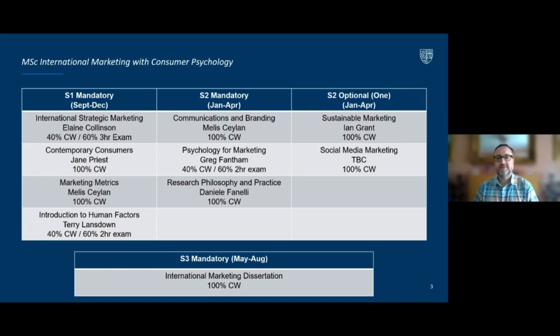Then in semester 2, you have 3 mandatory courses and one optional. So the 3 mandatories are in the middle column: comms and branding with Melis Silan, psychology for marketing with Greg Fantham.